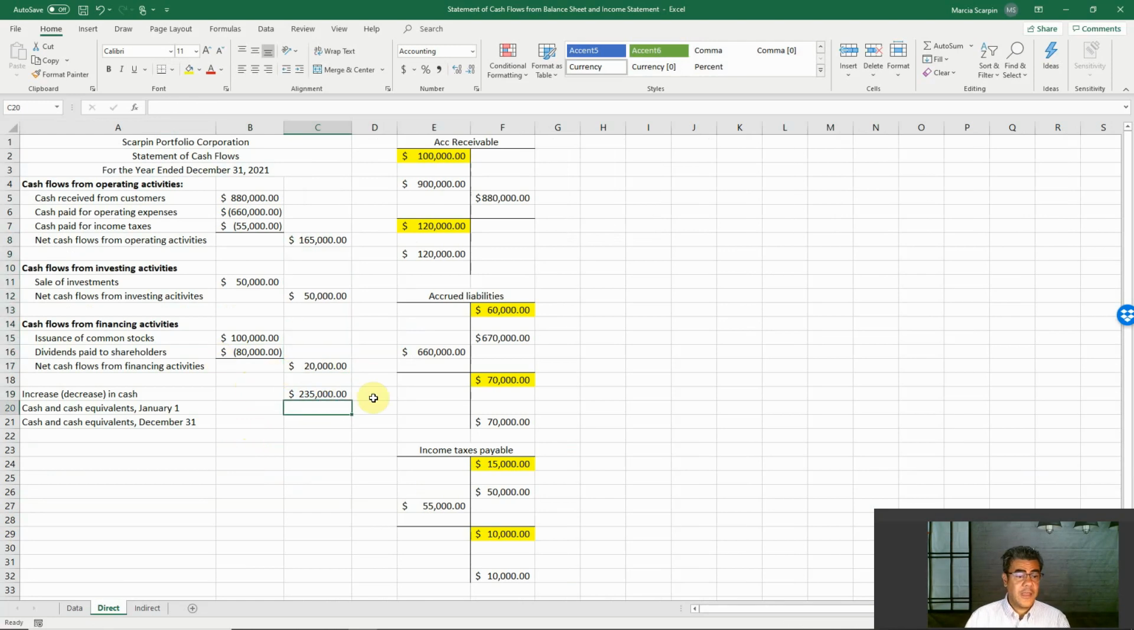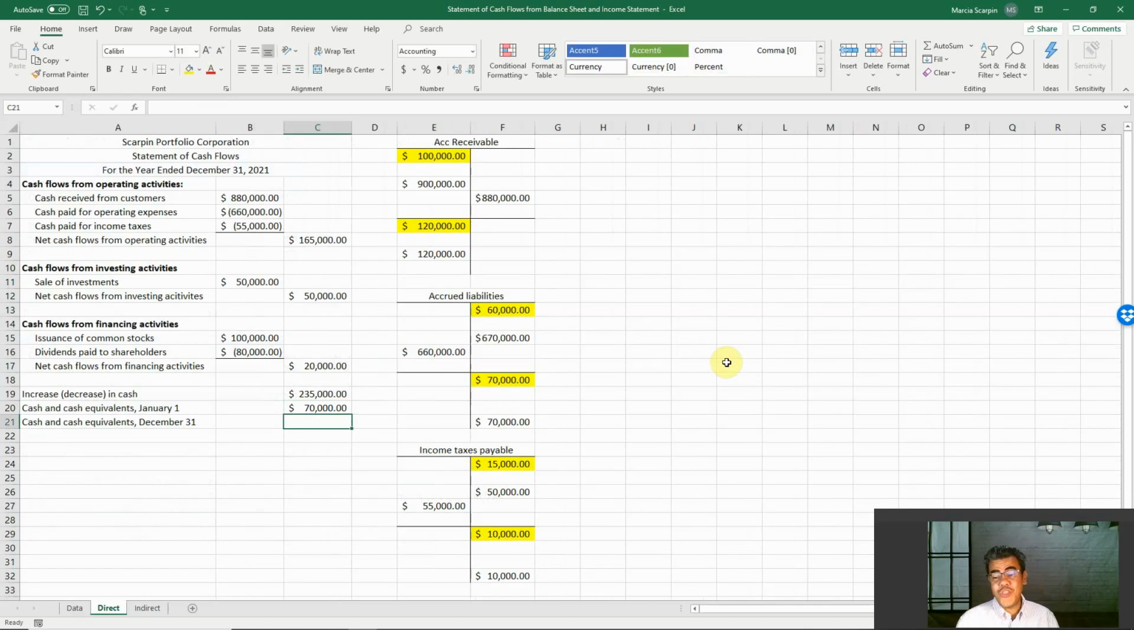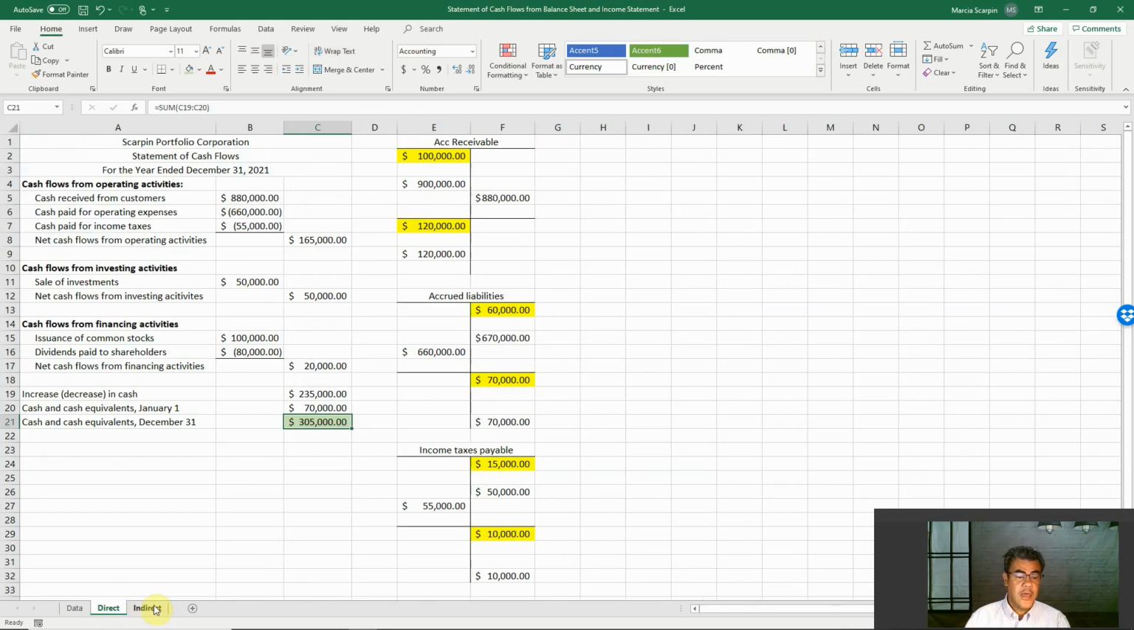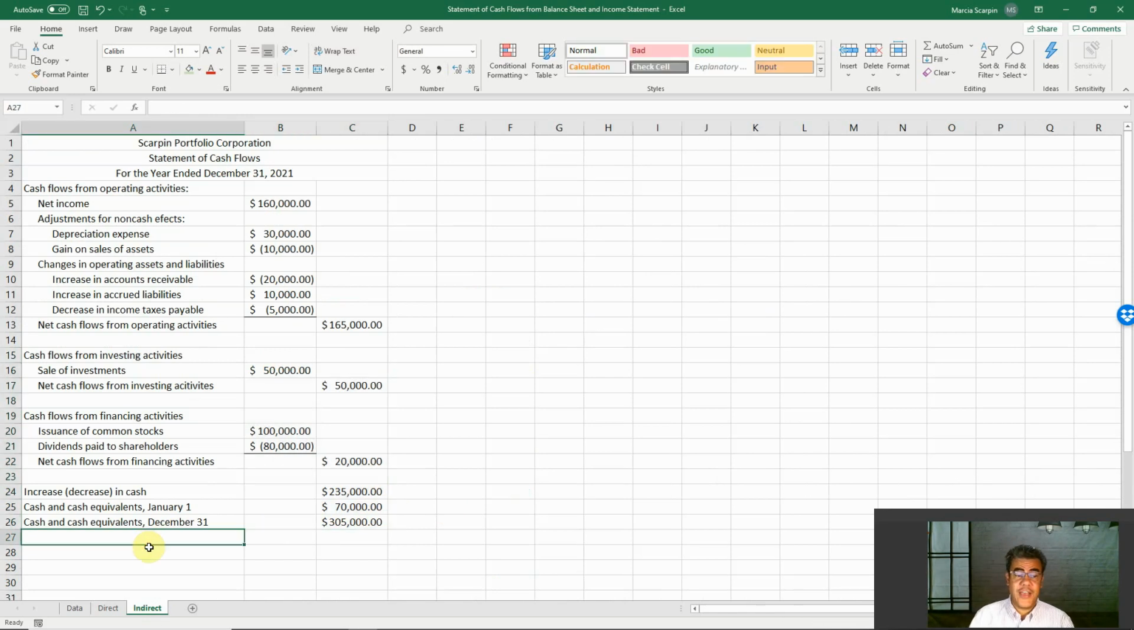How do we add it? Beginning balance of cash, January 1st, 70. How do we know if it is right or wrong? We combine it. The sum, increase in cash plus beginning balance, must be the ending balance. So it must be here, the green one. It must be our ending balance. If it is not, then our statement of cash flows is wrong. And the same for the indirect method, we just follow the same. So we copy and paste from our direct method here because we have no changes. And if we have non-cash investing or financing, we would add it here below only for info.